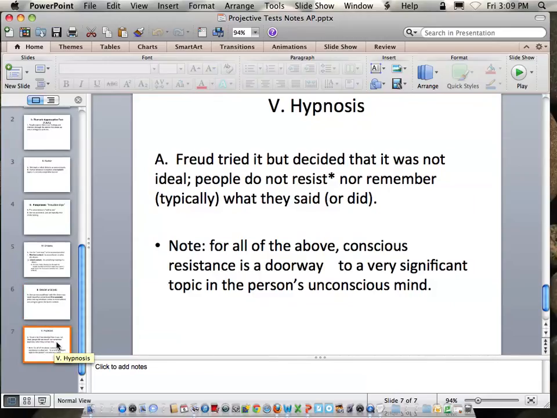So the last way that you can gain access to the unconscious is hypnosis. As I was saying before, Freud tried hypnosis but decided that it wasn't ideal because people don't resist or remember typically what they said or did while hypnotized. So he didn't really like hypnosis as a way of accessing the unconscious. And note, there's this little asterisk here that says, for all of the above situations about accessing the unconscious, any conscious resistance, Freud believed, was a doorway to some very significant topic in the person's unconscious mind.